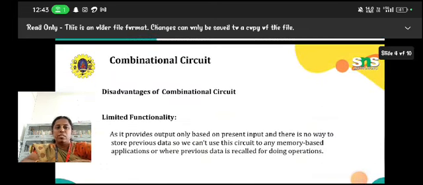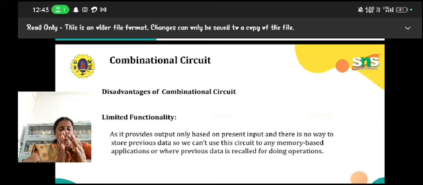Next, what are the disadvantages of combinational circuits? As it produces output based on the input, which changes instantly, the disadvantage is that it provides output only based on the present input. There is no way to store the previous data. So we cannot use this circuit in any memory based application, or where previous data is recalled for doing operations. It has limited functionality and cannot be used as a memory element.